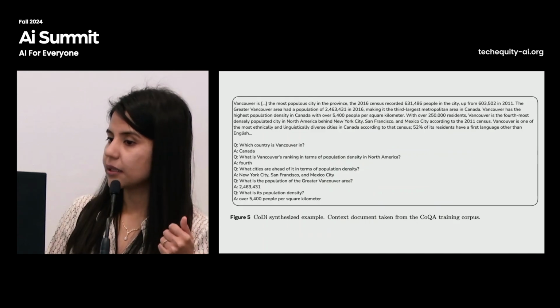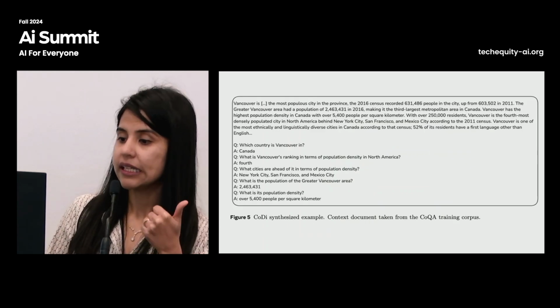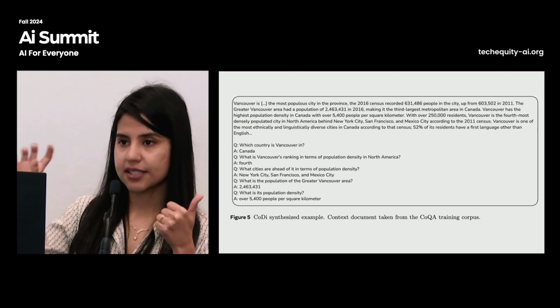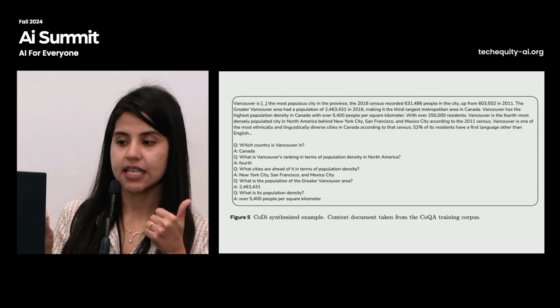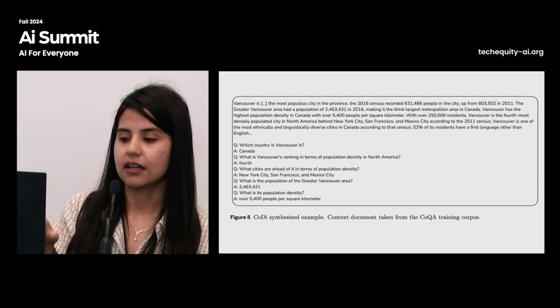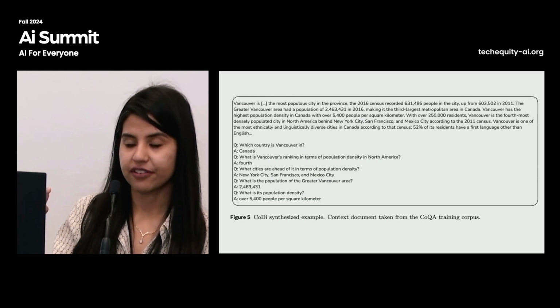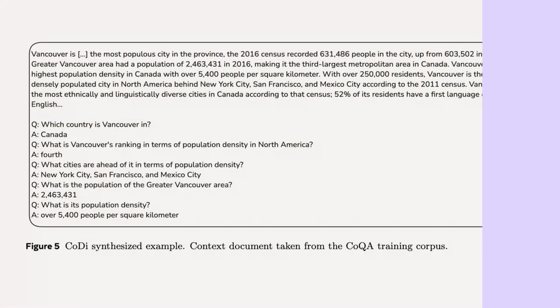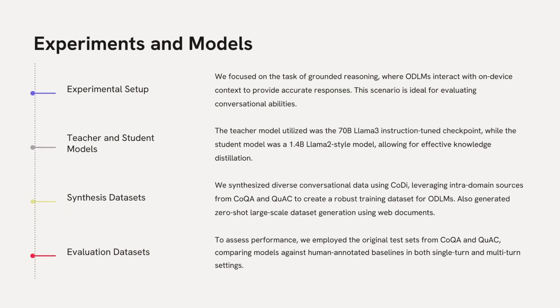This is an example of the data which was generated by our model. As you can see, this is grounded in a document which is about Vancouver and its population density. So it asks questions like which cities are ahead of it. It does use co-references, and makes sure that the questions are diverse while still following a pattern. This was a qualitative example.